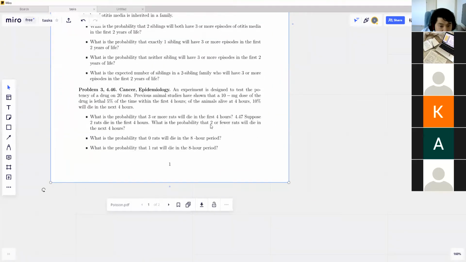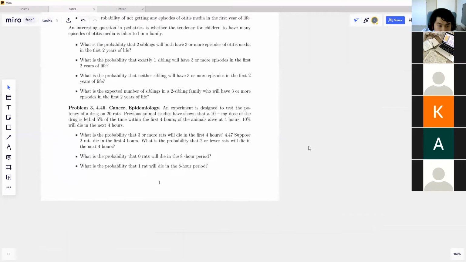What is the probability that 2 or fewer rats, suppose that 2 rats die in the first 4 hours, what is the probability that 2 or fewer rats will die in the next 4 hours? So 2 rats have died in the first 4 hours. It means that after the first 4 hours, we have 18 rats left. What's the probability that 2 or fewer rats will die in the next 4 hours?